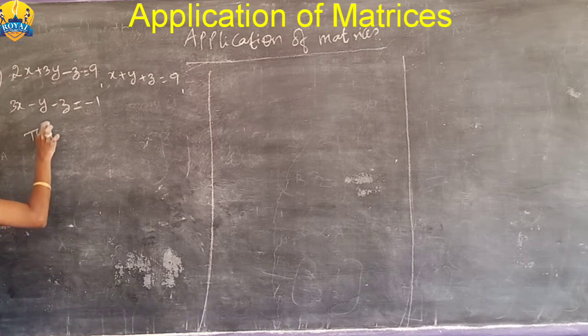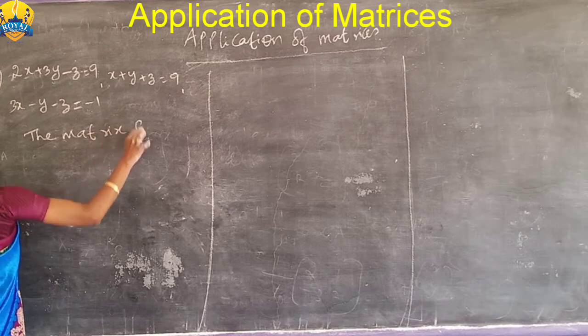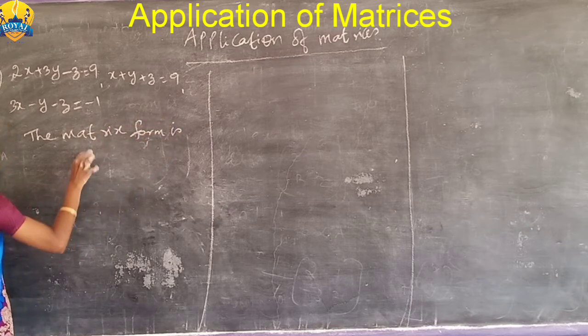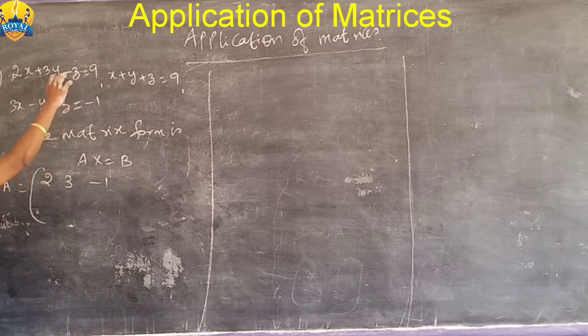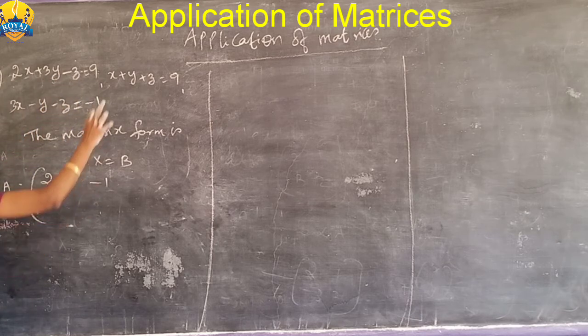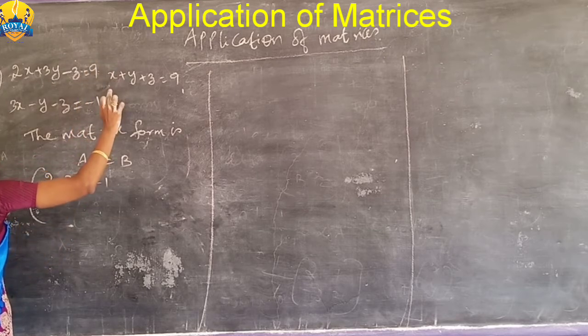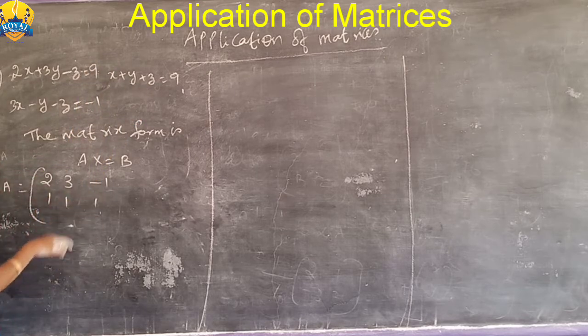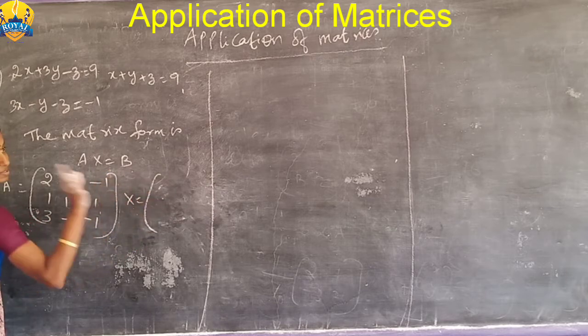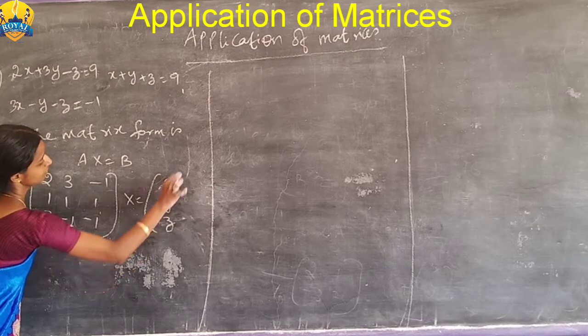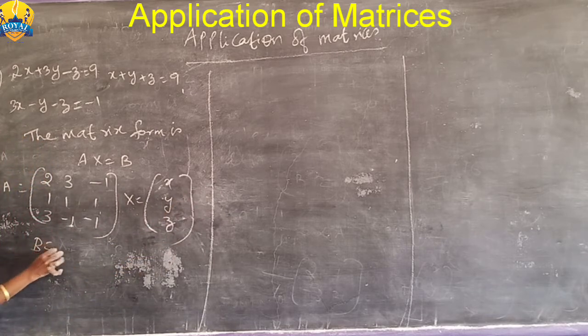So the matrix form is Ax equal to B. Now what is my A? 2, 3, minus 1, the coefficients of x, y, z. The coefficient of z is minus 1 here. Here, everywhere it is 1, 1, 1. Okay. Here 3, minus 1, minus 1. My x has 3 unknowns x, y, z. And my B is 9, 9, minus 1.